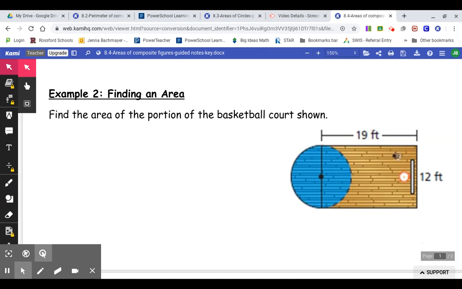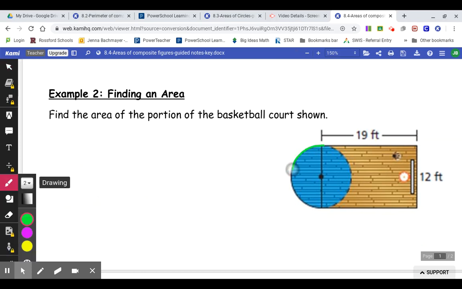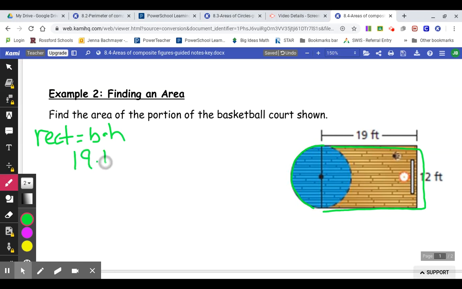All right, let's look at example 2. We are finding an area. We want to find the area of the portion of the basketball court shown. So we see that we have a rectangle and then a half circle. So we would have a half circle and then our rectangle to actually find the area of the entire thing. The rectangle is again base times height. So that would be 19 times 12. 19 times 12 is going to give us 228 feet squared.